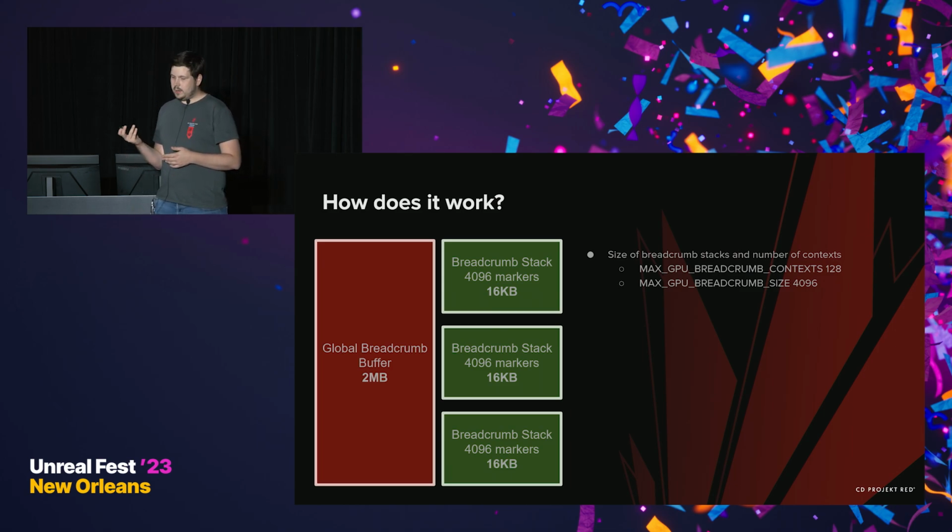By default, we allocate this buffer of 2 megabytes. It serves as a pool from which we can add and remove stacks. A single stack contains up to 4,096 markers and is used to contain an entire hierarchy of scopes. These values were chosen based on a typical workload in Unreal. Depending on your configuration, you may want to allocate more or less size, and you can do it through changing these defines in C++.